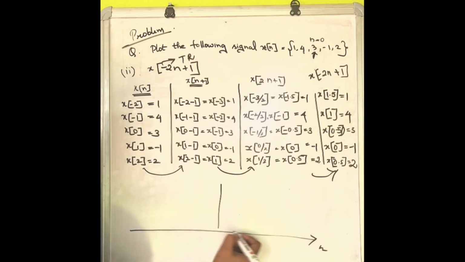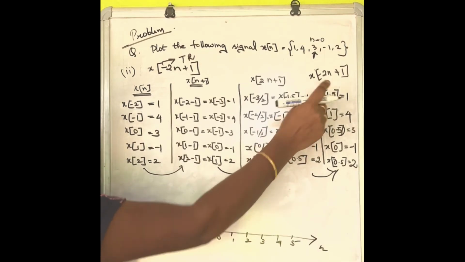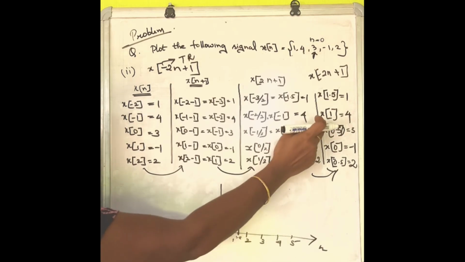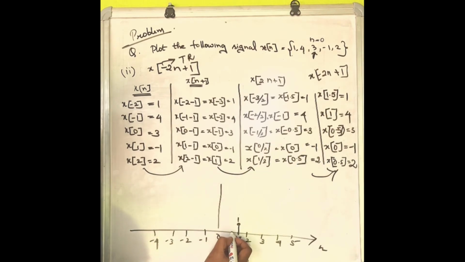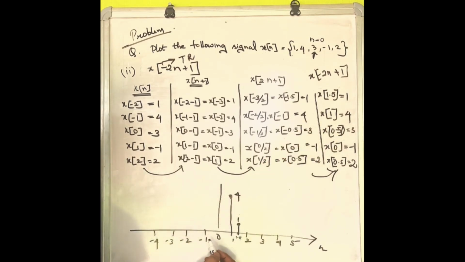This is your n. 0, 1, 2, 3, 4, 5, minus 1, minus 2, minus 3, minus 4. First is 1.5. So 1.5 lies somewhere here and the amplitude is 1. Next is x of 1. Amplitude is 4. X of 0.5 here. 0.5. Amplitude is 3.